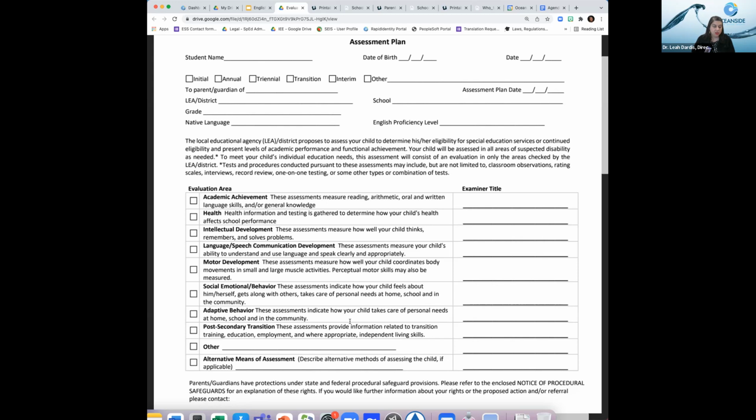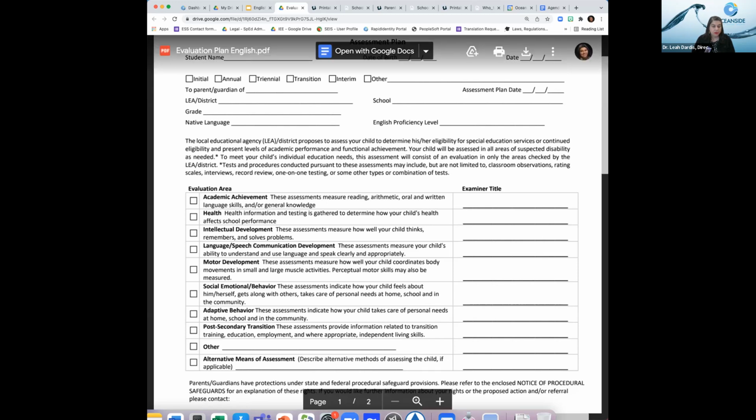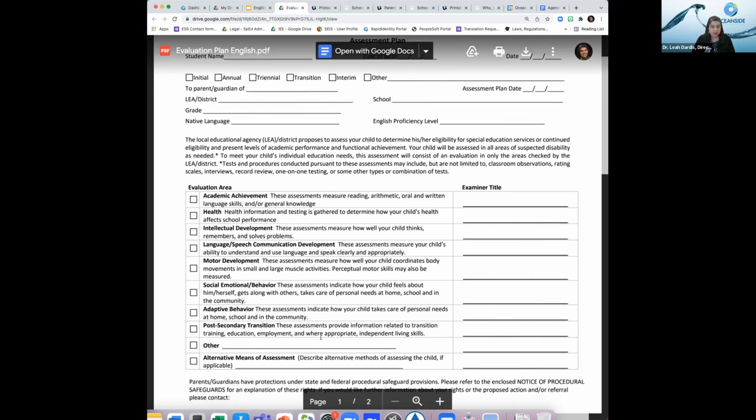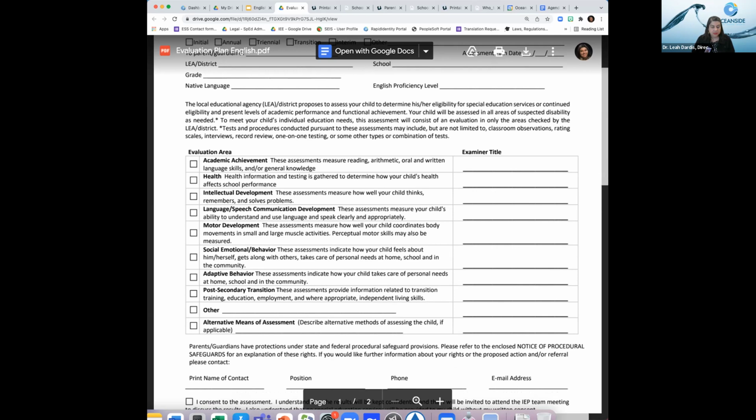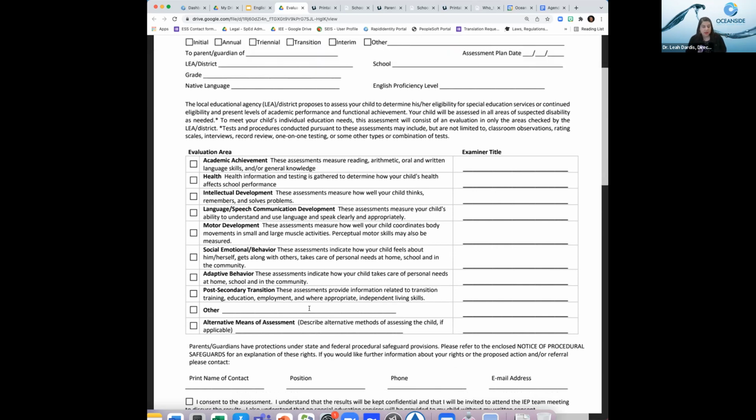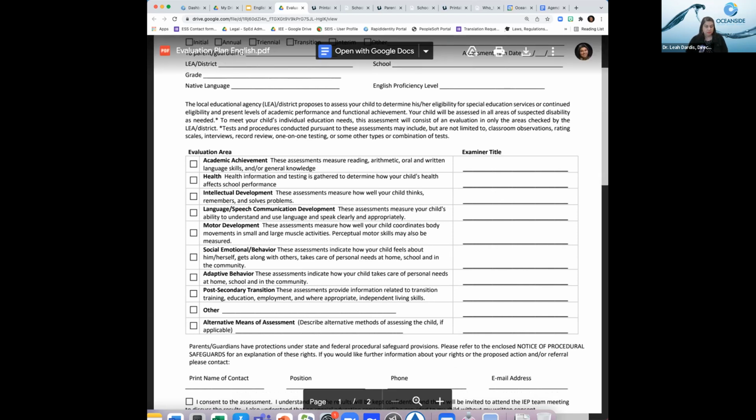And then as we get into our ages of, I think 15, although the state might be lowering it down to 14, our post-secondary transition, which is for what our students want to do after high school. And if there's other things or alternative means of assessment. So we have students that have vision impairments or deaf or hard of hearing. That's where we might put that other assessments down here.